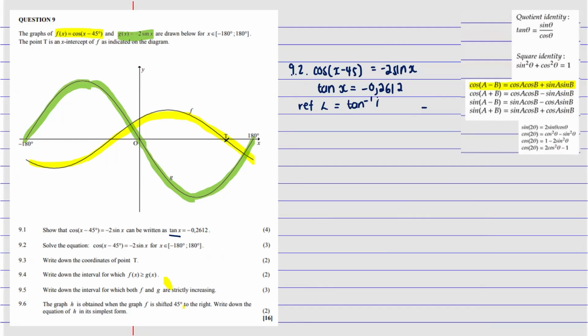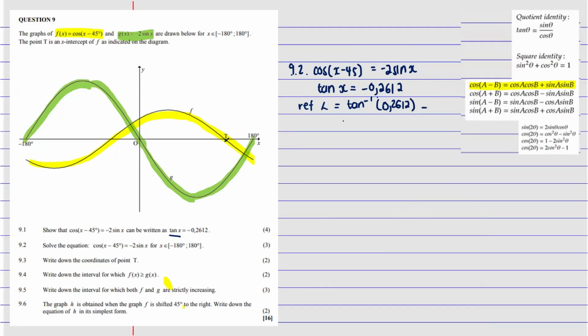arctan of what? Of this value. But remember, the value that we're going to put here is not the negative one, but just the positive one, right? Because the sign here tells us which quadrant our solution is going to be in. Does that make sense?